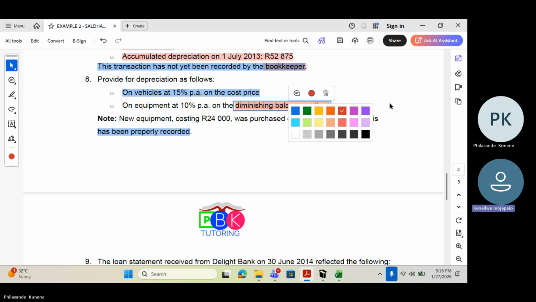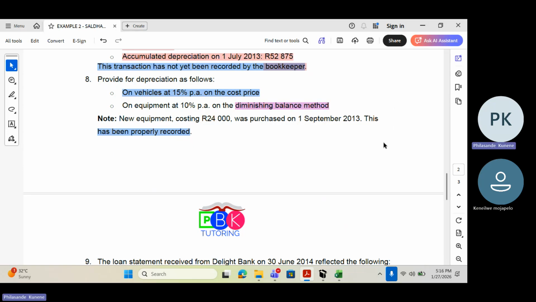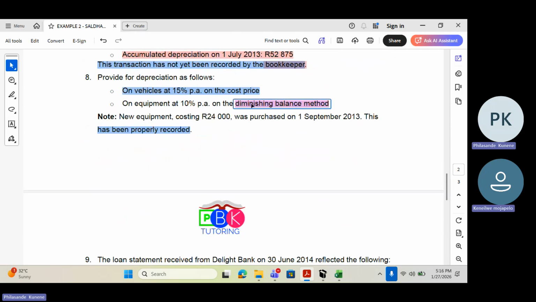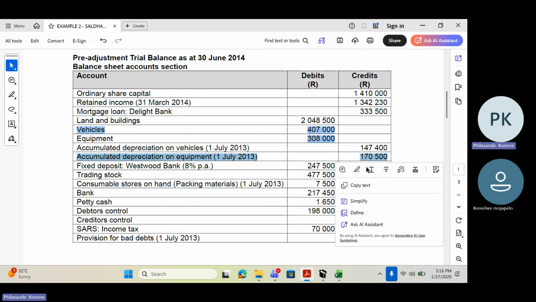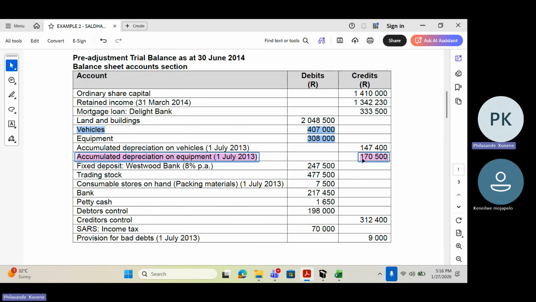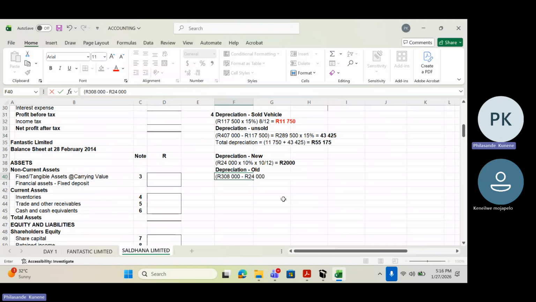Because we have to subtract the accumulated depreciation. Exactly, yes, because it's on diminishing balance method. Before I multiply with 10%, I need to subtract the accumulated depreciation also, which is going to be how much? 170,500 rands. That is the depreciation for the equipment. So I need to say here minus 170,500.